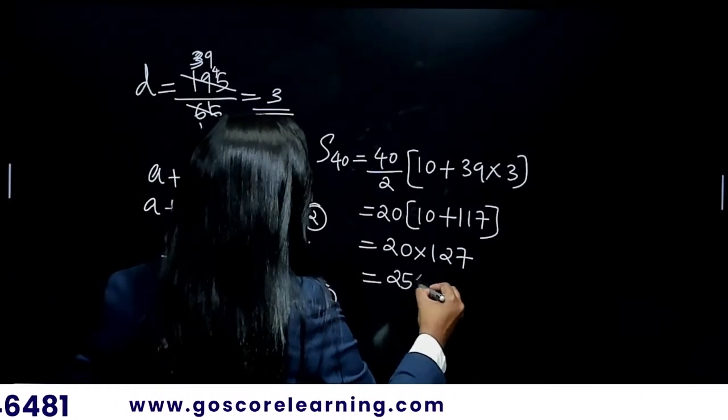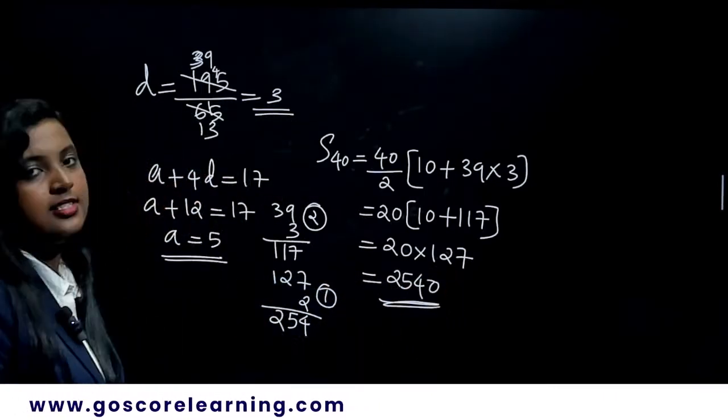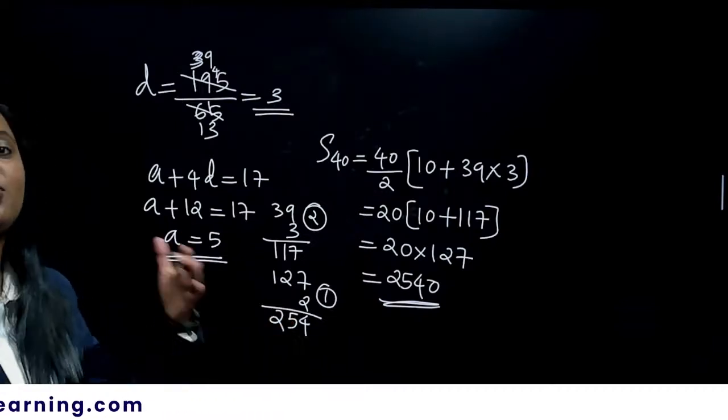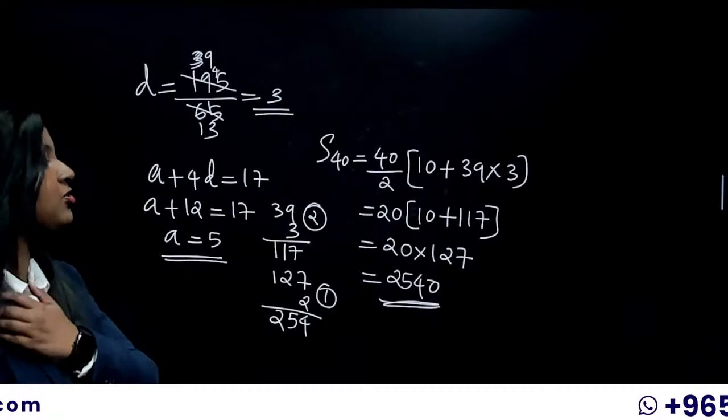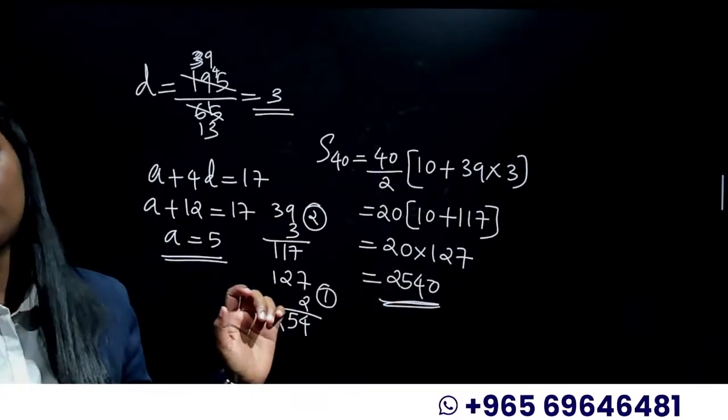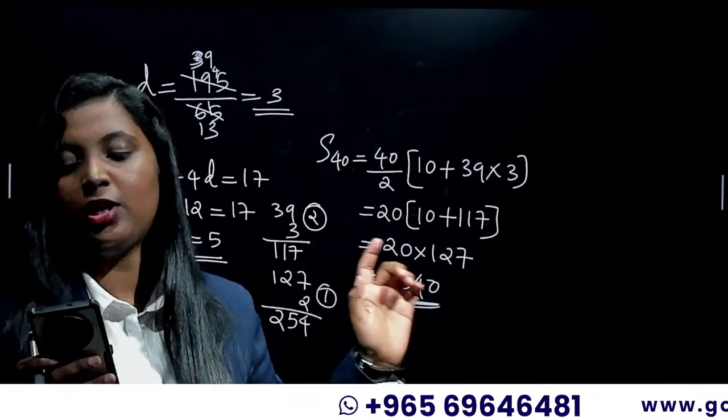2540 is your answer. Don't forget to put that 0 because like we are multiplying 127 by 2, but the question was what is 127 into 20? Okay, don't forget to put that 0 at last. So the answer is 2540. The final answer is going to be 2540.